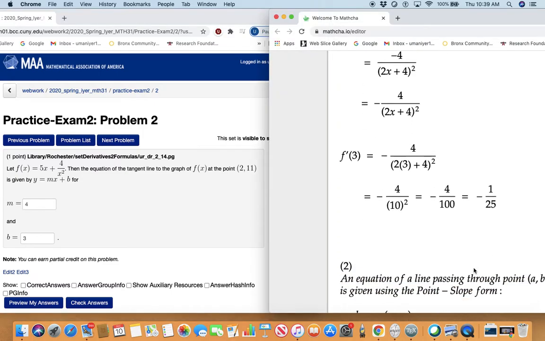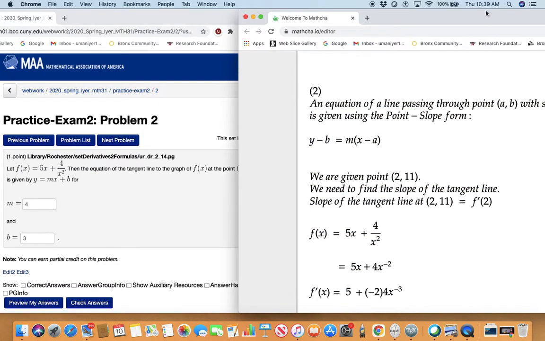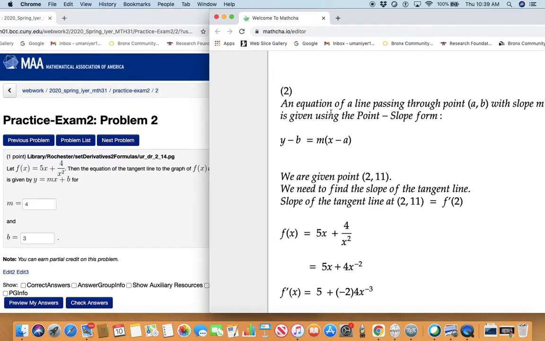Let's check. Before I continue, first thing, how do we write an equation of a line passing through a given point with a certain slope m? It's given by point-slope form: y minus the y coordinate of the point equals slope times (x minus the x coordinate of the point). We are given the point (2, 11). We need to find the slope of the tangent line. The slope of the tangent line at the point (2, 11) is f prime at 2.